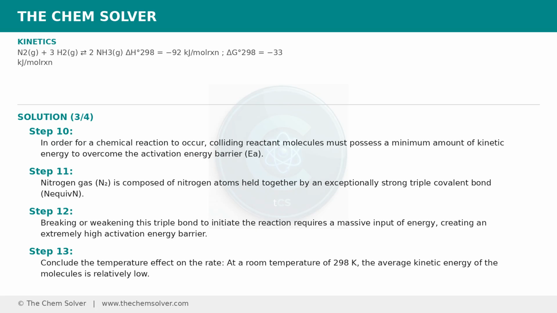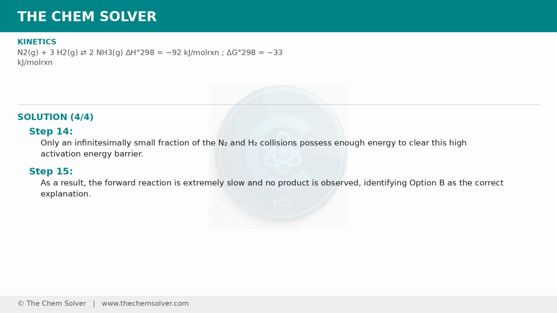activation energy barrier. Conclude the temperature effect on the rate. At a room temperature of 298 Kelvin, the average kinetic energy of the molecules is relatively low. Only an infinitesimally small fraction of the N2 and H2 collisions possess enough energy to clear this high activation energy barrier. As a result, the forward reaction is extremely slow and no product is observed, identifying option B as the correct explanation.